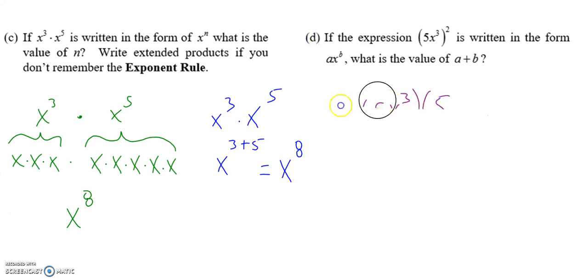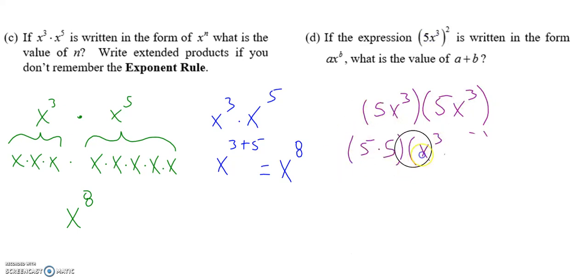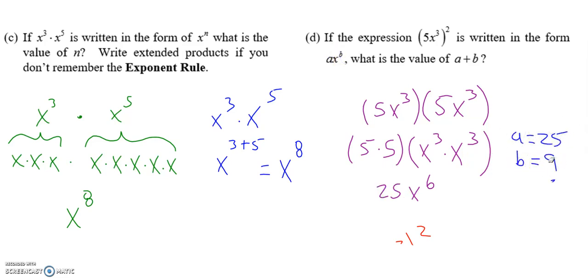For part D, 5x to the third, squared, really means this whole parentheses is being multiplied by itself, because there's two of those. Then we could use our old properties like associative and commutative property and move things around. And I just put the 5s with the 5s and the x to the thirds. And now we know that 5 times 5 is 25, and x to the third times x to the third, we could use our rule and just add those and we get x to the 6th. So that was the answer there. But then it wanted you to take the values of a and b, so 25 is your a, and b would be your 6, and then you were supposed to add them, obviously, and get 31.